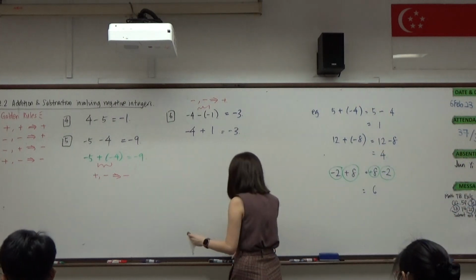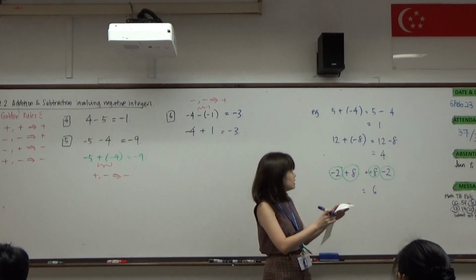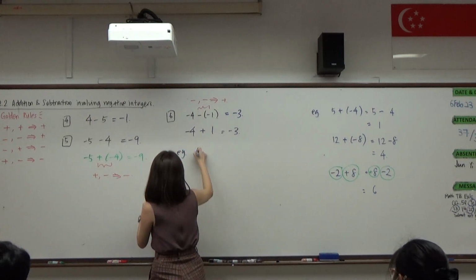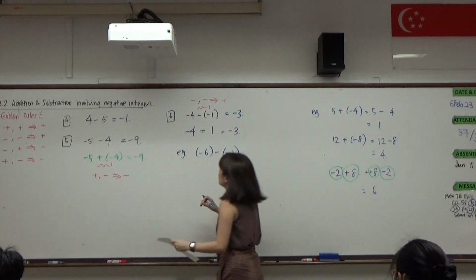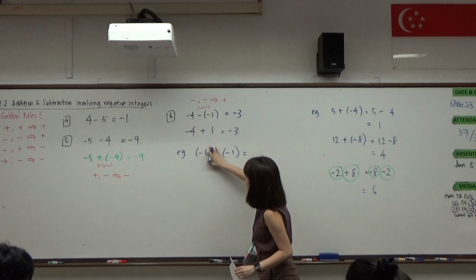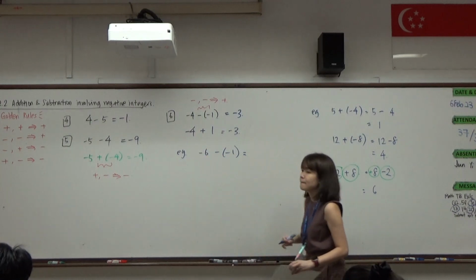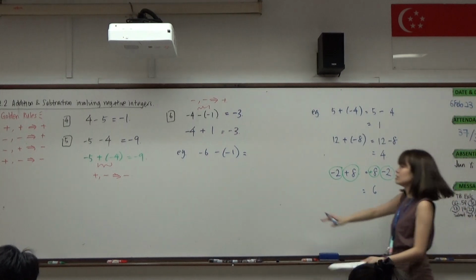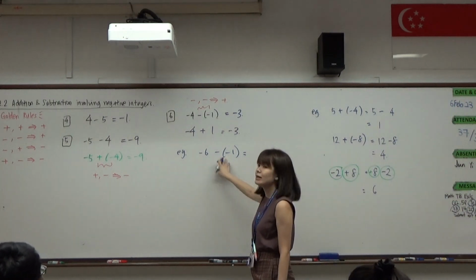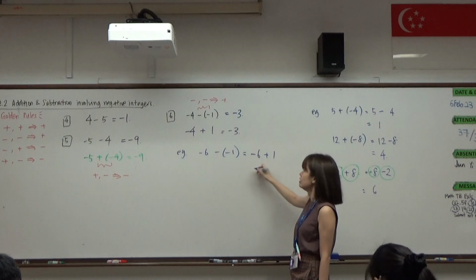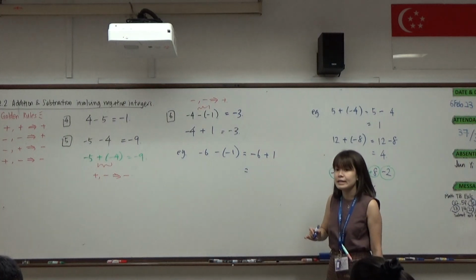Right. Now let's just sum up what we have learned here with some more examples. Okay. -6 minus -1. How do I simplify this writing? So maybe I can drop off these brackets. Katie, how do I simplify it? My minus and minus can become a plus. So I'll write it as -6 plus 1, and that will give me -5.